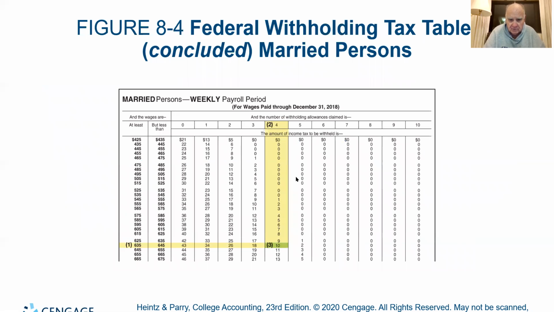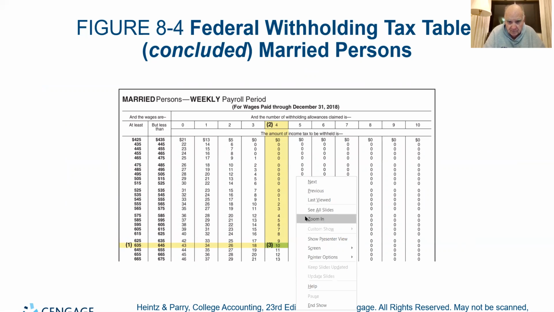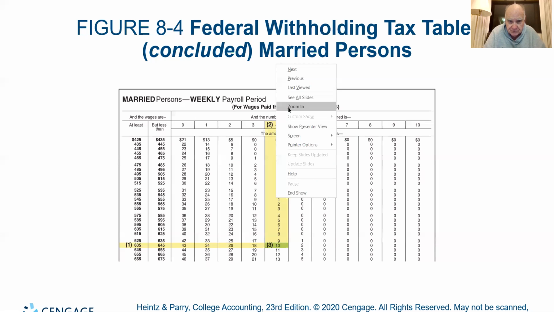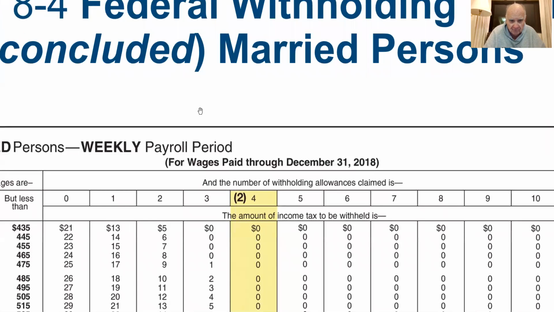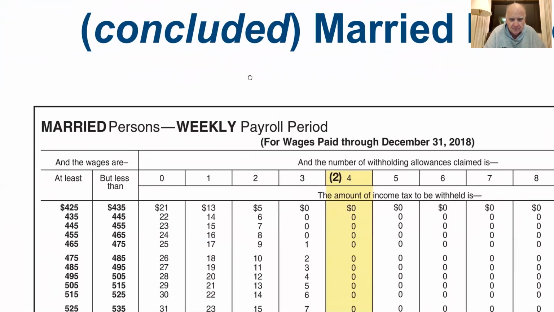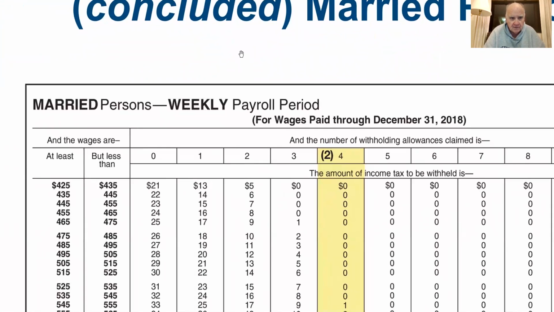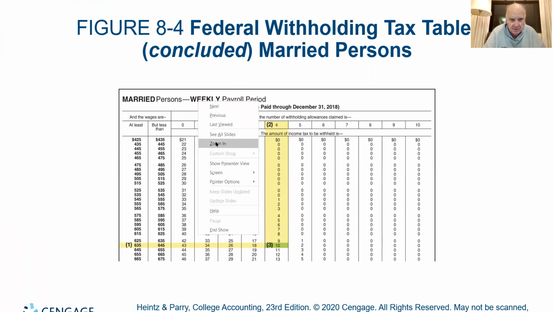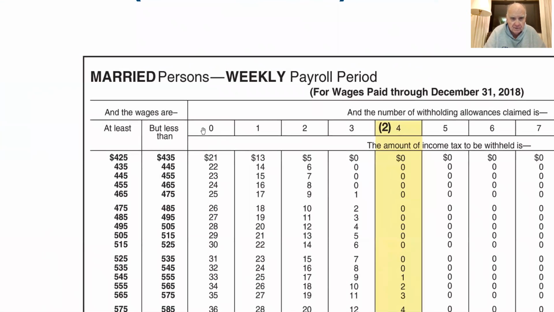Here we go. Say hello to your tax table. We zoomed in. Notice what it says on the top: married. Weekly. You're going to have married weekly, married monthly, married bi-monthly. You get the idea. There's a whole bunch of them. So when we zoom in here, let's see what we have.